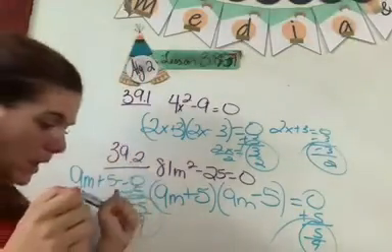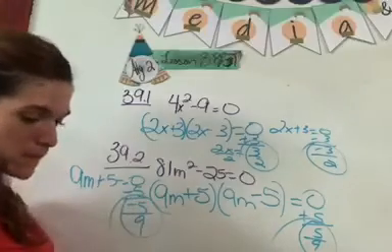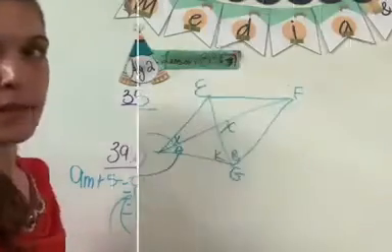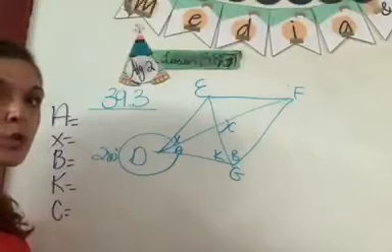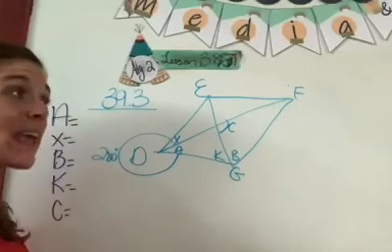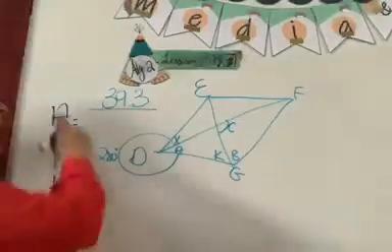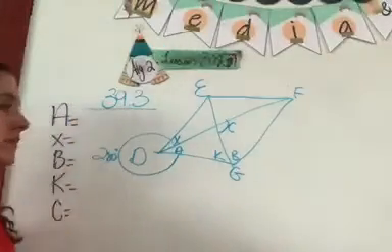Okay? And let's go into rhombus. Okay, an example. Okay, here we go. We're just going to be using relationships with angles that we know, okay, to find A, X, B, K, C.